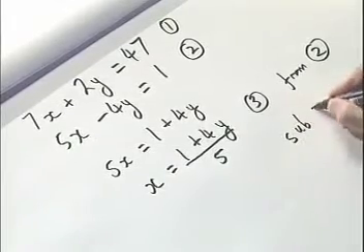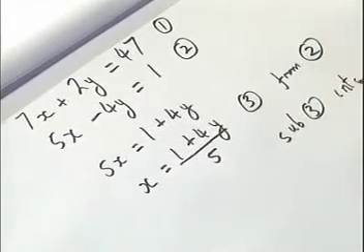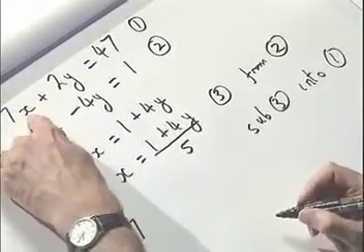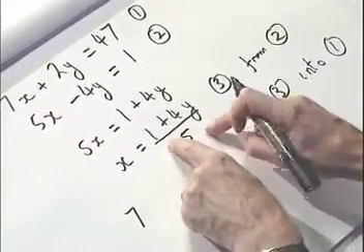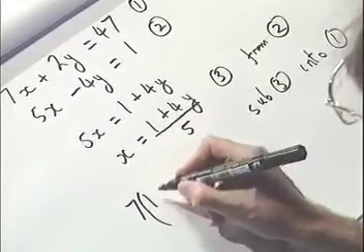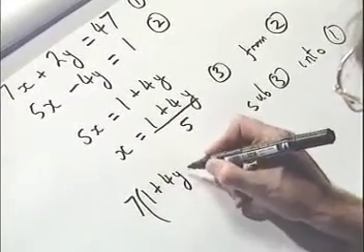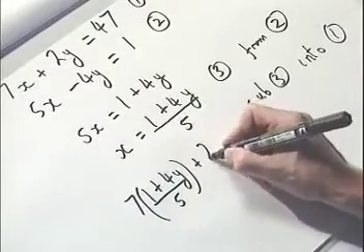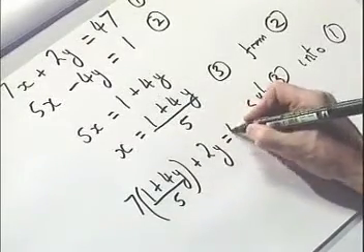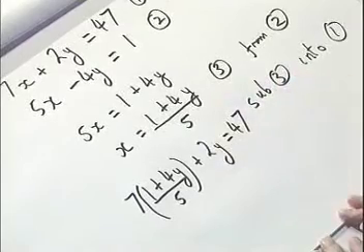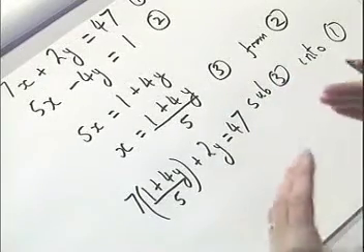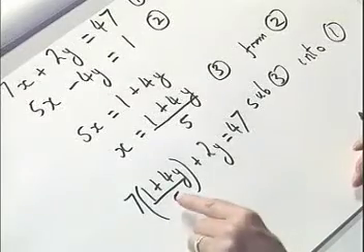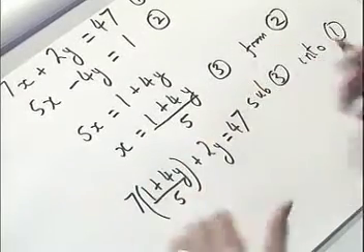Sub 3 into 1. So I have 7x, but x is this lump of algebra here. 1 plus 4y all over 5 plus 2y equals 47. Now you can see this is becoming quite horrific. Multiply throughout by 5. Why? Because we're dividing by 5. We want to get rid of the fraction.